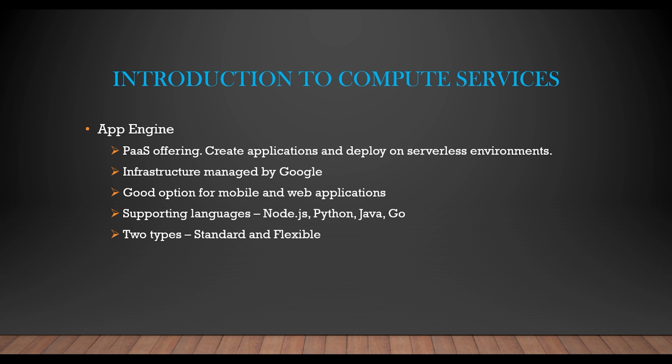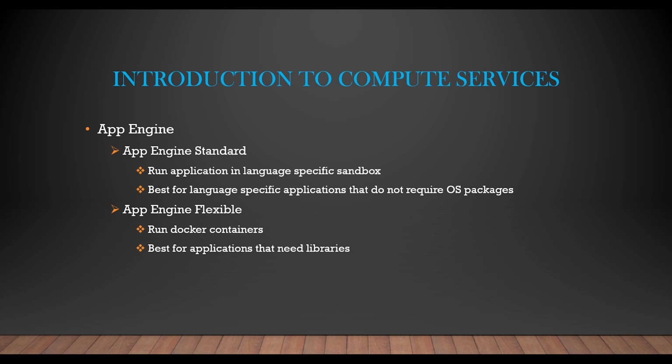It is one of the best options for mobile or web applications. It supports different languages like Node.js, Python, Java, and Go. So if you have any applications which are built on these languages, App Engine would be a good choice. It is also available in two types, standard and flexible environments. In the standard App Engine environment, you can run applications in your language specific sandbox. And it's a best fit for language specific applications that do not require operating system packages.